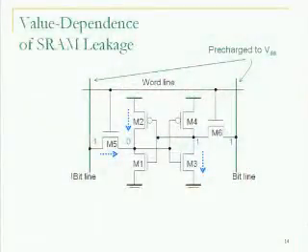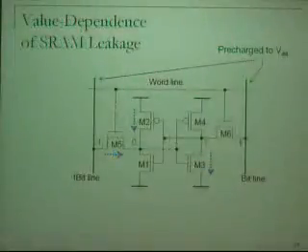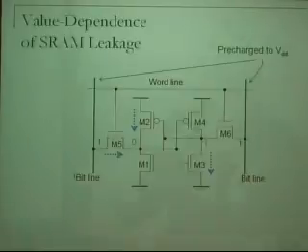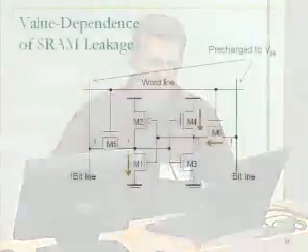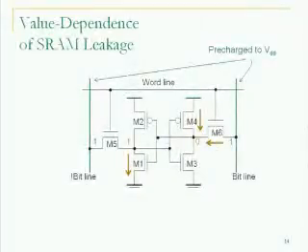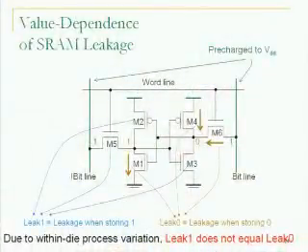If it is storing a 1 here, the other node would be 0, and these 3 transistors shown here would contribute to leakage in this case. But if you change the value, the other transistors would be contributing to leakage. And as I said, the leakage of these transistors is different. So the final result is that leakage when storing 0 is different from the leakage when storing 1. This is the basic point that we take advantage of in our techniques.